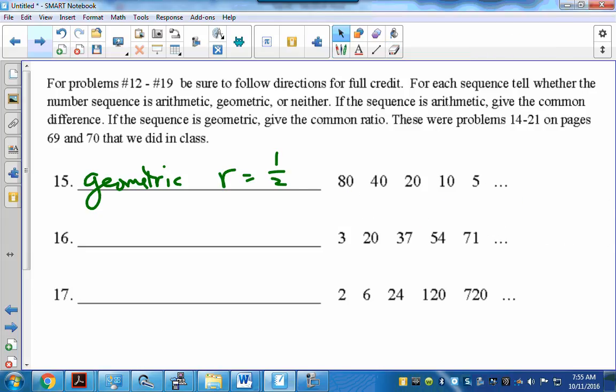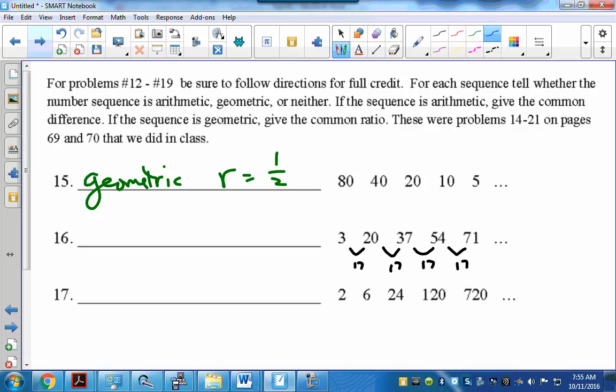What's going on with this guy? Let's check arithmetic. The difference here is 17. The difference here is 17. The difference here is 17. And the difference here is 17. So this is arithmetic, with a common difference of 17.